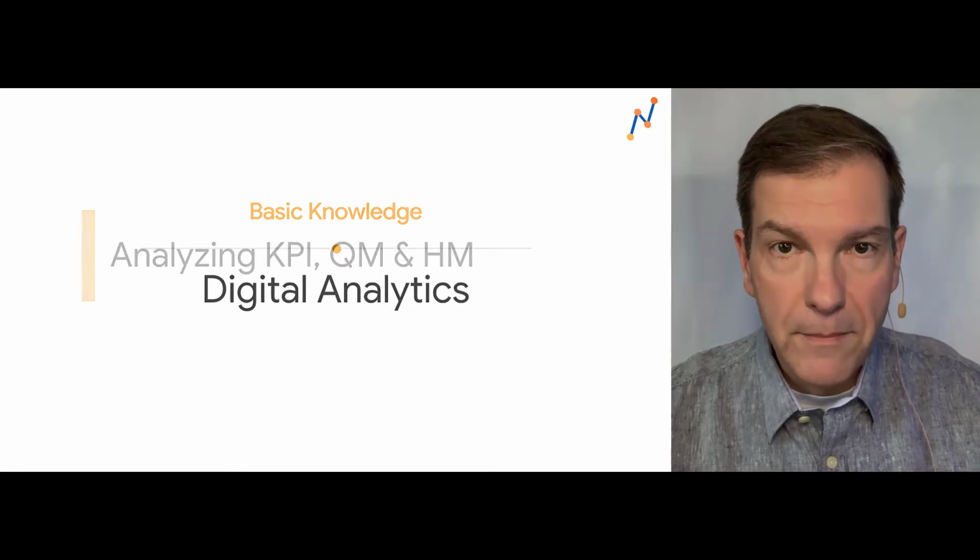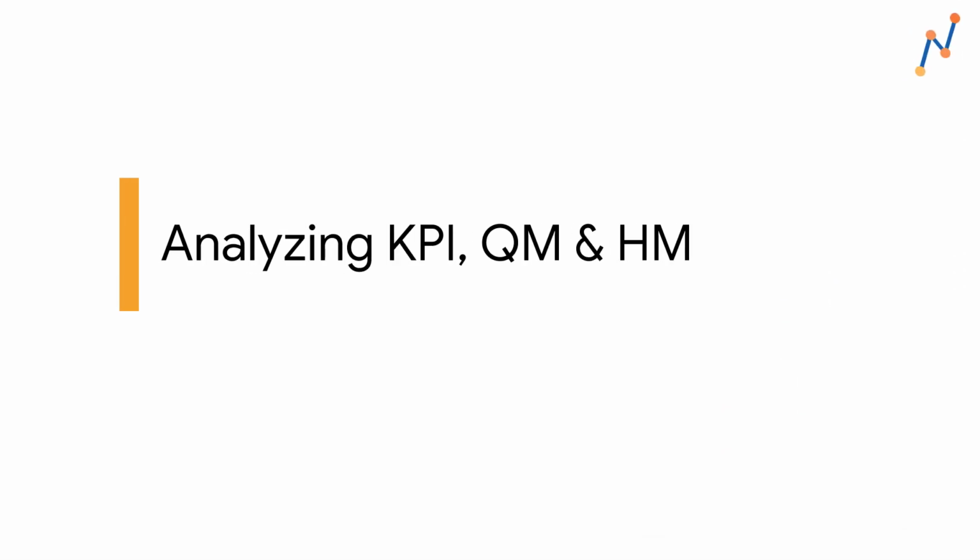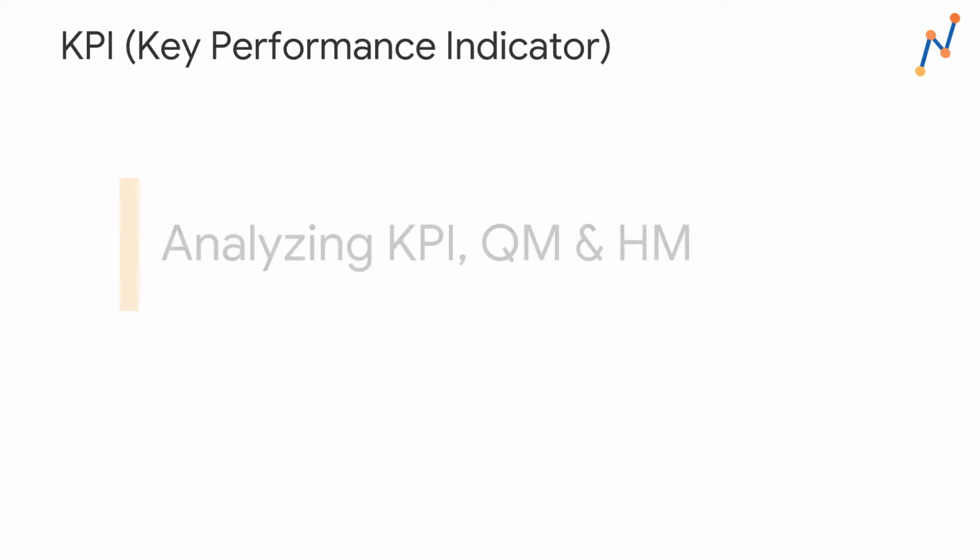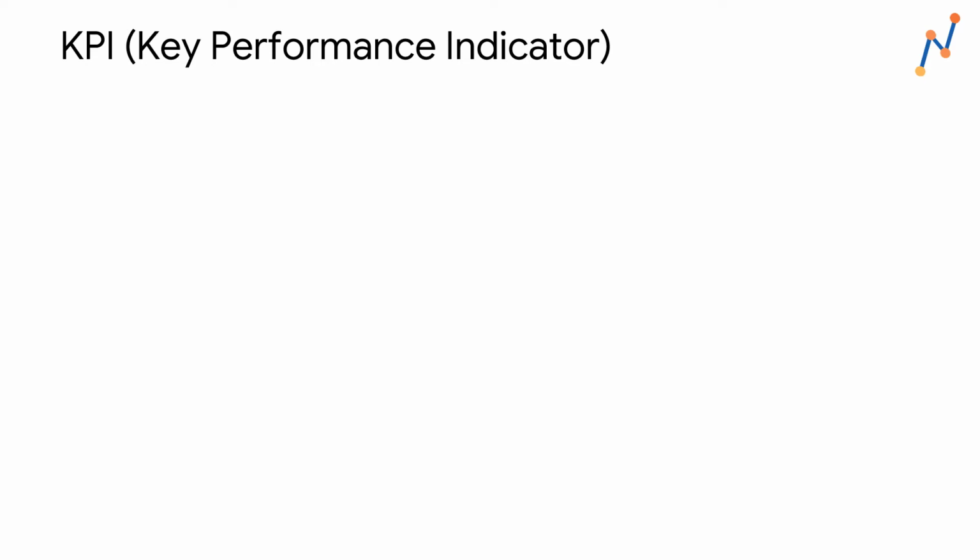So let's dive in. In order to analyze the success of our website, we have to distinguish between key performance indicators, or KPI, quality metrics, or QM, and helper metrics, or HM. Let's take a look at what a KPI is and what its characteristics are.